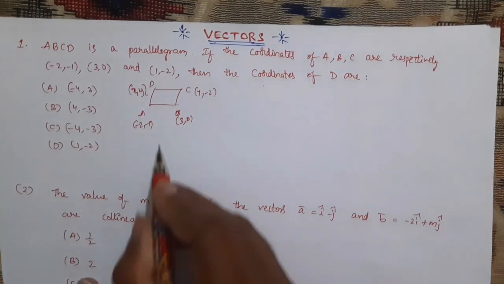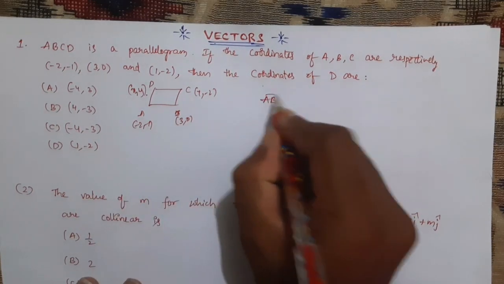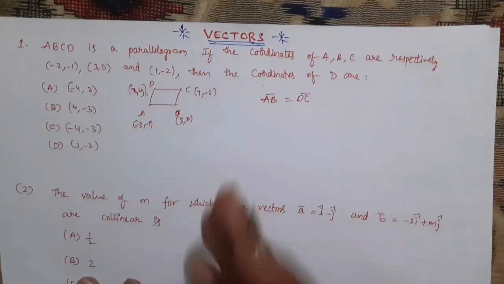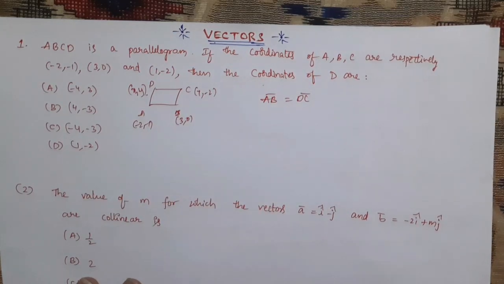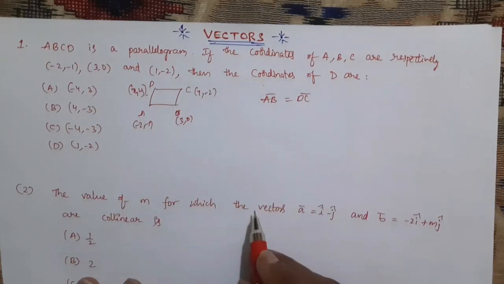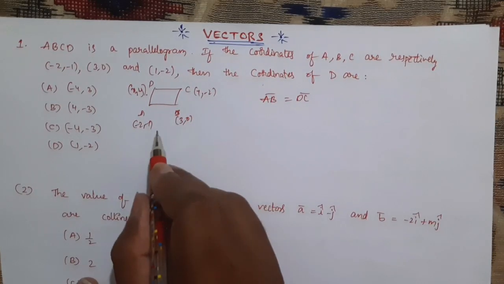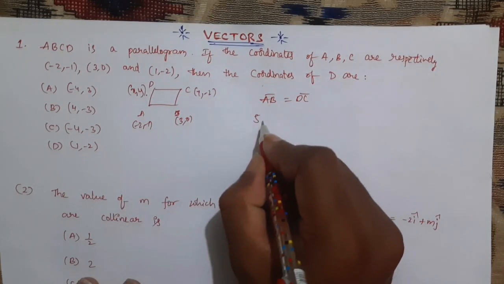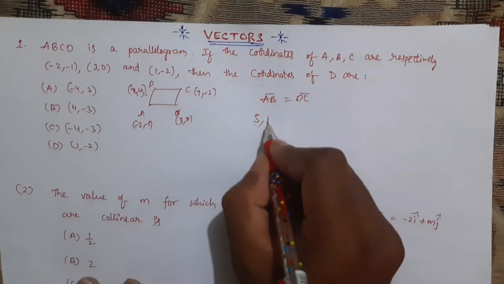As it is a parallelogram, AB bar is equal to DC bar, right or not? AB bar is parallel to DC bar. This condition we will consider here, and these two vectors are equal. What is AB bar? How to find AB bar? OB minus OA. That is 3 minus of -2, which is 5. Then 0 minus of -1 is 1.